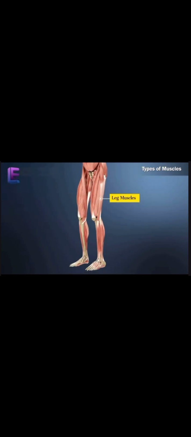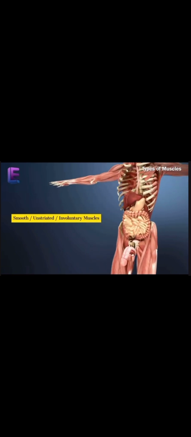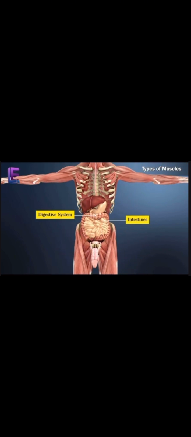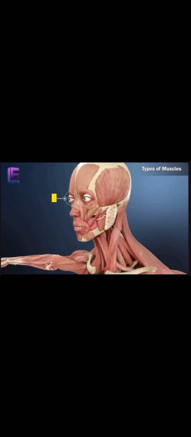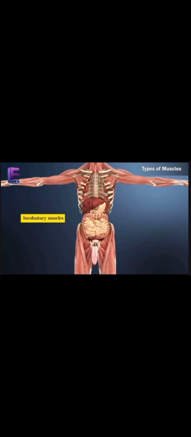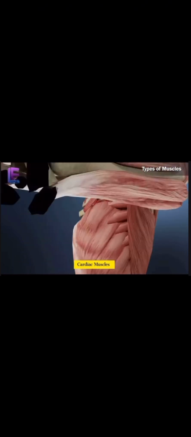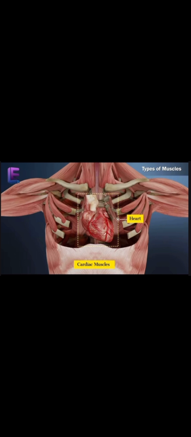Types of muscles: skeletal or striated or voluntary muscles. These are voluntary muscles present in the hands and legs. They are attached to the bone and help in movement. Smooth or unstriated or involuntary muscles are present in the intestine, digestive system, bladder and eyes. These are involuntary muscles. Cardiac muscles are present in the heart.